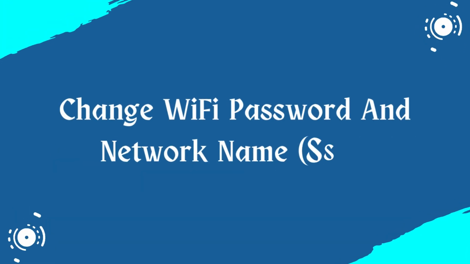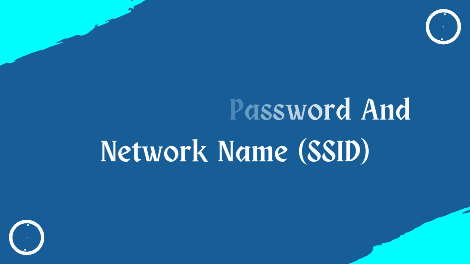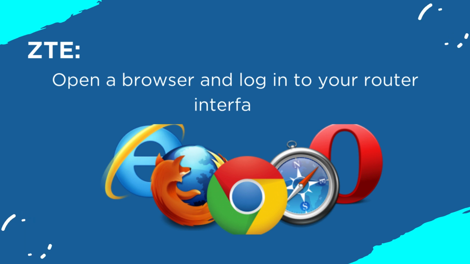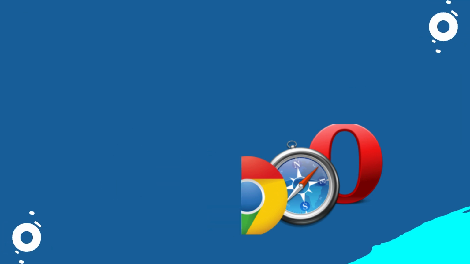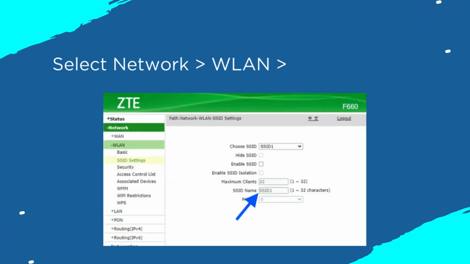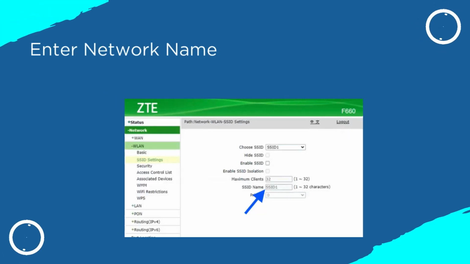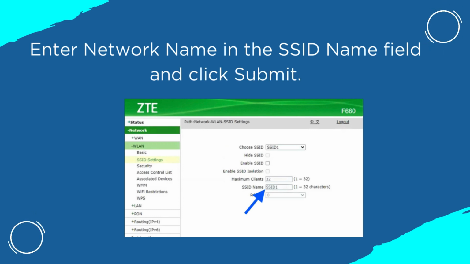Change Wi-Fi password and network name, SSID. ZTE. Open a browser and log in to your router interface. Select Network, WLAN SSID settings. Enter network name in the SSID name field and click Submit.